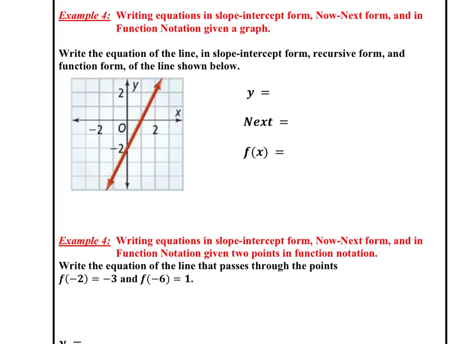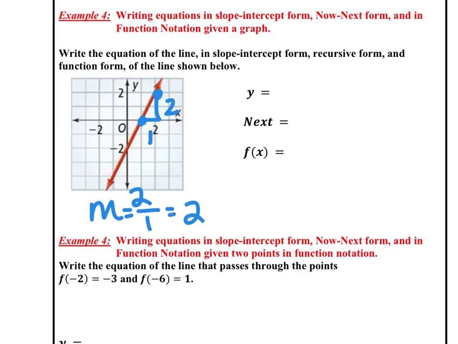Now let's find all three forms from a graph. First thing we do, find the slope. If I want to find the slope from a graph, I have to have 2 points that touch the corner of a square, so right here works. My change in y is 2, my change in x is 1. So that means that my slope would be 2 over 1, which is just 2. This is a positive line, so I leave my answer as a positive 2.